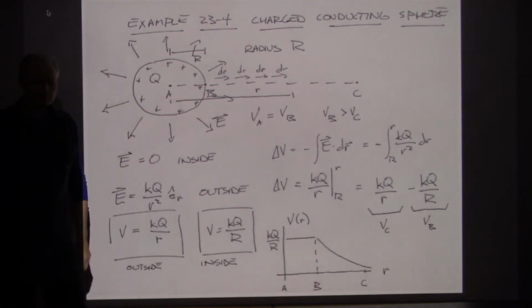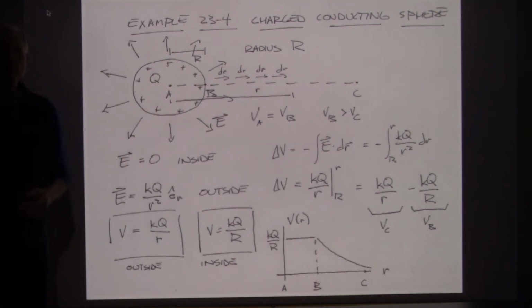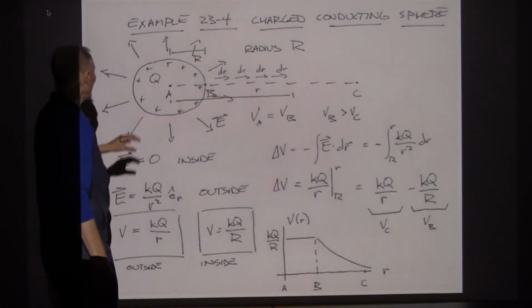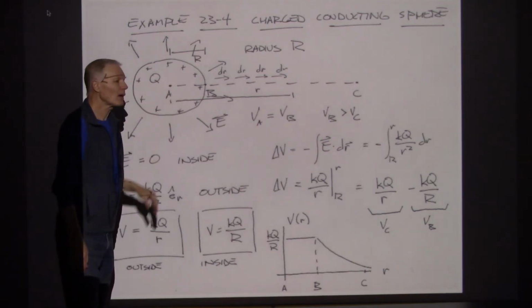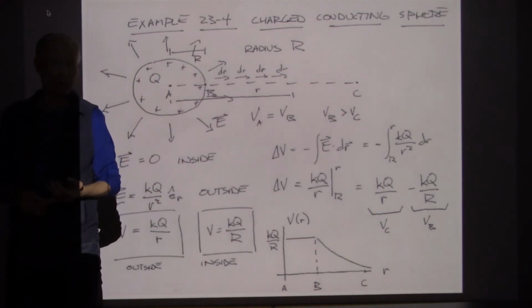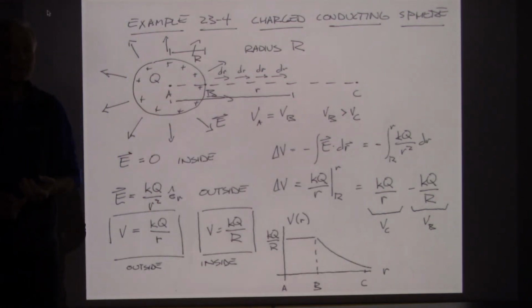Now, sometimes students imagine, well, if the electric field is zero, then the potential has to be zero at the same time. And that's not true. If I'm in a region where the electric field is zero, what that tells me is that the voltage is constant. But the voltage is not necessarily zero.